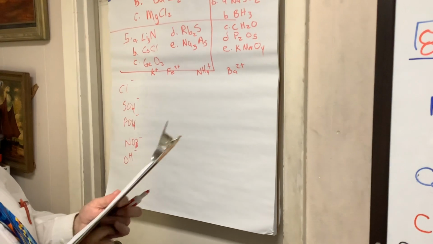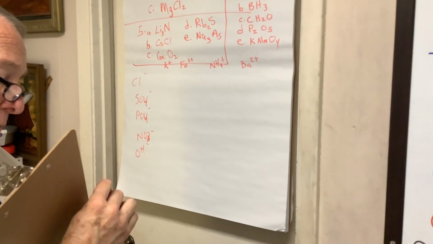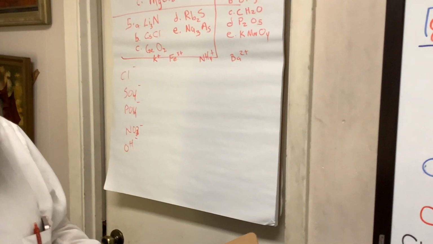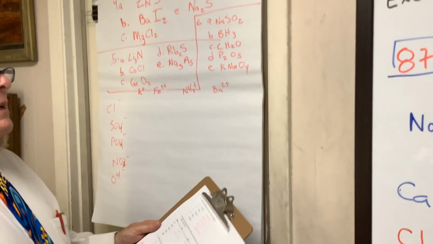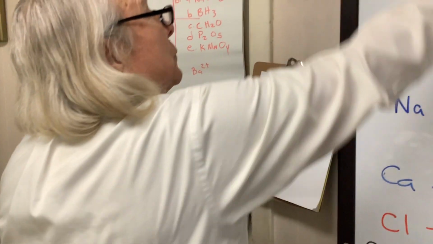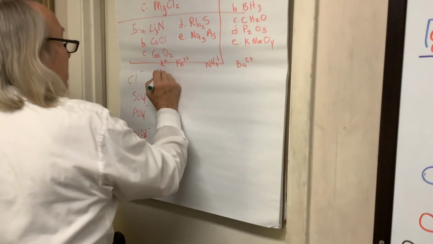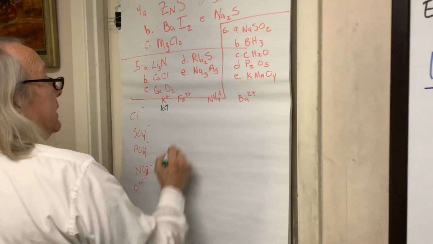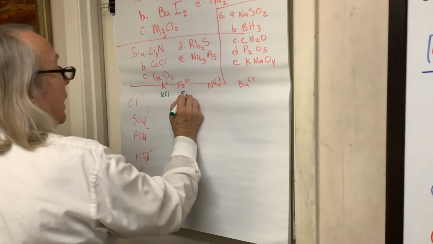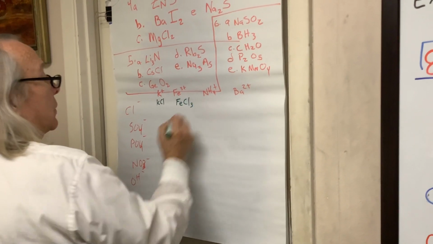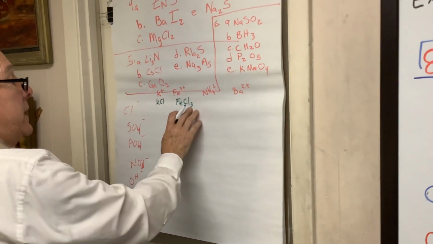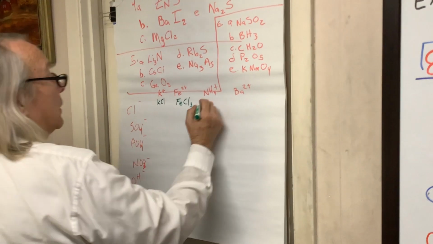Okay? So, our problem or our assignment is to make the charges match. So potassium would form potassium chloride. Iron would form iron chloride with 3 chlorines, 1 of each.